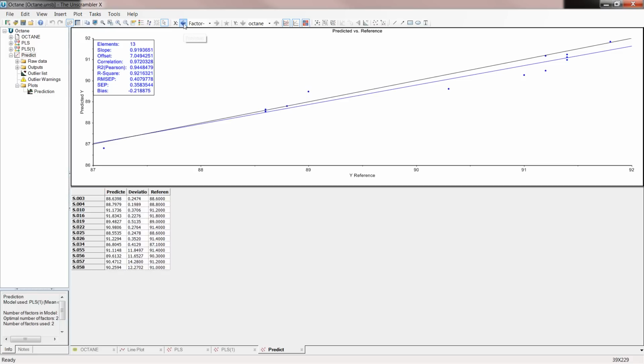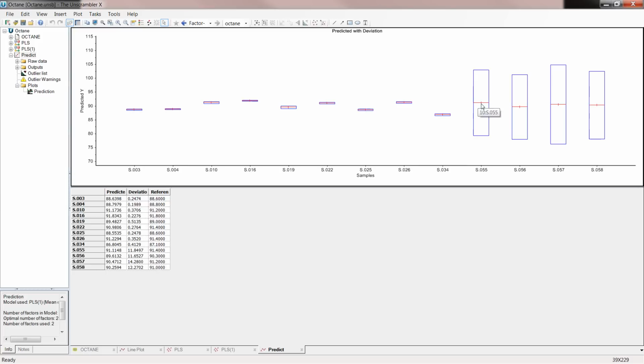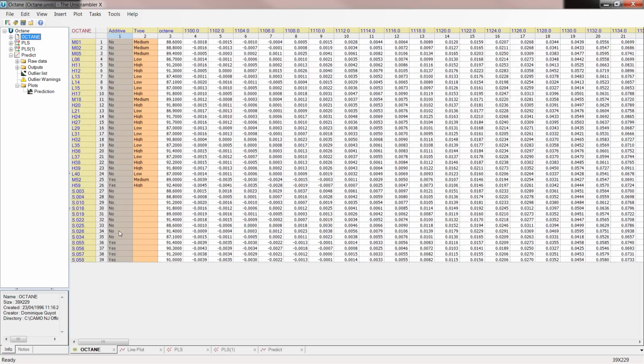And if we look at, back in here, our predicted with deviation, we see that it is these last four. If we go back and look at our original data and you look at the last four here, you see that those are the ones with the additive in them.